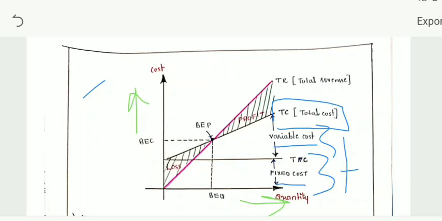Now, what is this total revenue? What exactly do you mean by total revenue? Understanding this is important. Revenue means the amount which you are regaining back.